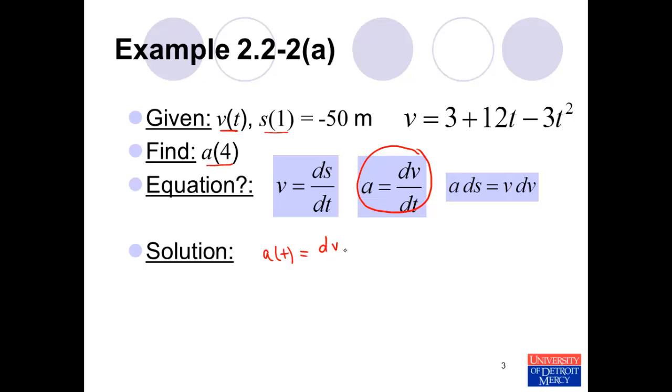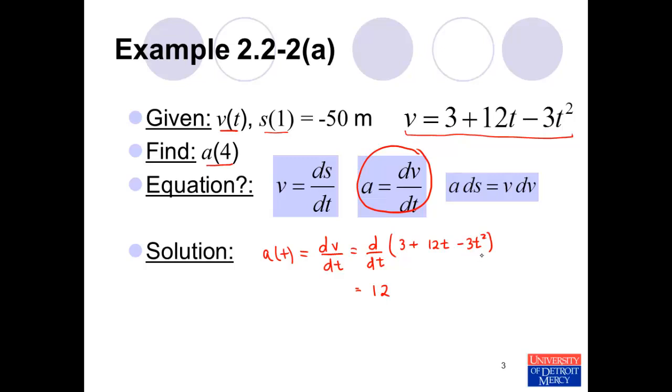So acceleration is a derivative with respect to time, where velocity as a function of time is this, 3 plus 12t minus 3t squared. Remembering the rules for differentiation, the derivative of a constant is just 0. The derivative of 12t is 12, the derivative with respect to time.